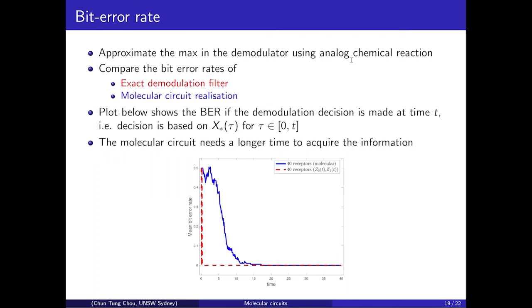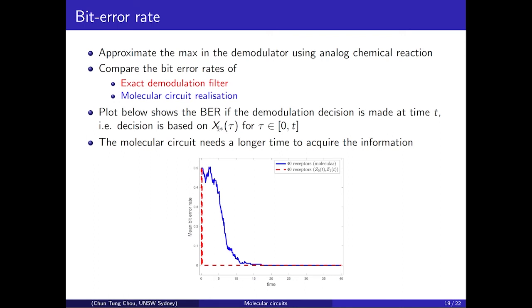Now, what I'm going to show you here is a comparison of the bit error rate of the exact demodulation filters and the molecular circuit implementation. So what I have is time on the horizontal axis, and on the vertical axis I have the mean bit error rate.